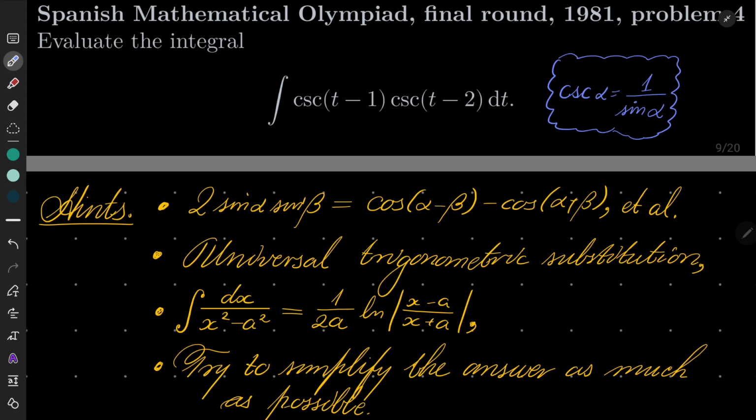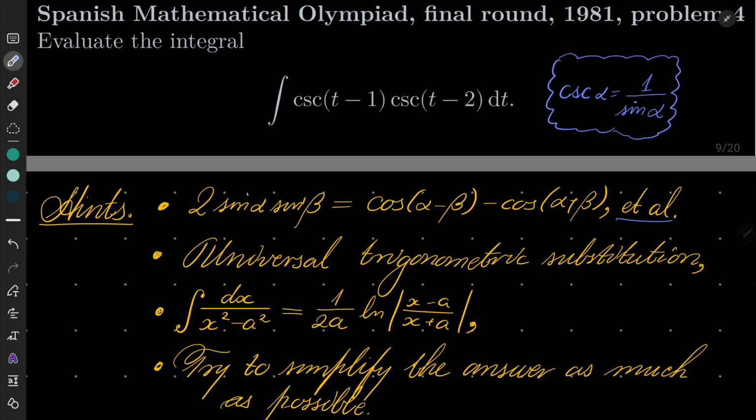This problem, though it looks innocent, turns out to be pretty hard, in my opinion, and tedious. My hints for this problem: first of all, use the fact that 2 times sine of alpha sine of beta equals cosine of alpha minus beta minus cosine of alpha plus beta, and many other trig identities you shall see. Second, our integral can be simplified using universal trigonometric substitution.